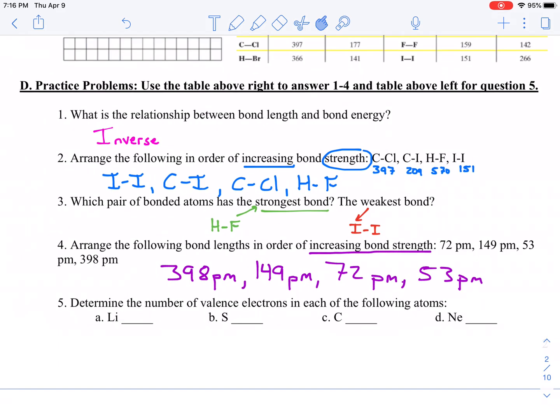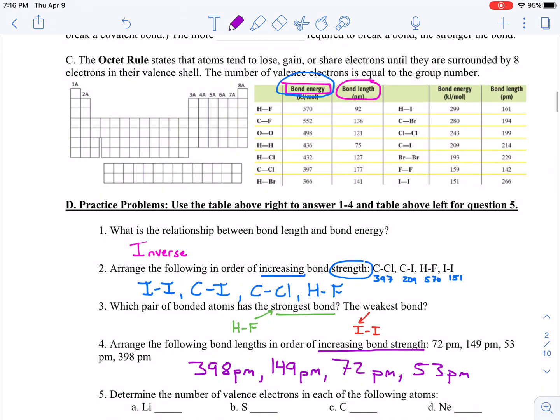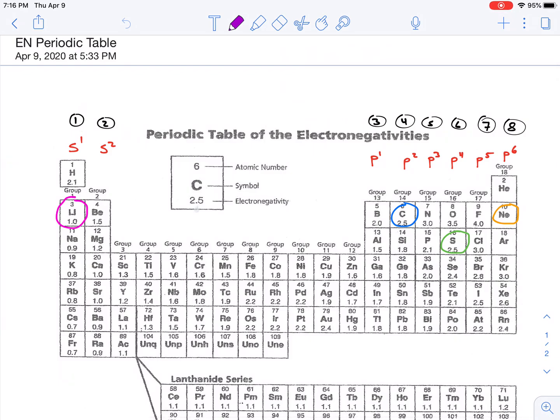Now for number 5, you have a really nice periodic table on your note guide. It's located right here. You might want to do some work there. I'm going to jump over to another periodic table just to illustrate a little trend that you probably could already predict. Here's our electronegativity periodic table. We don't need the electronegativities. I'm just using this to see the different elements in their different columns.